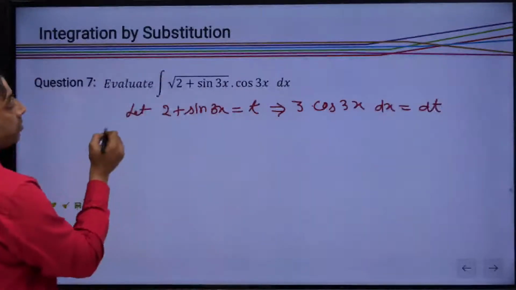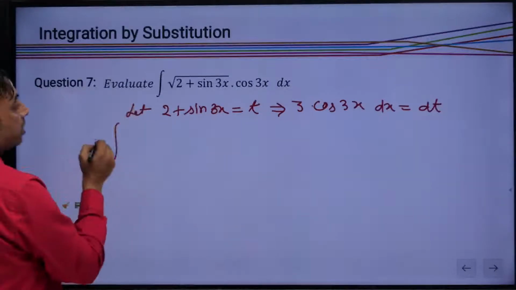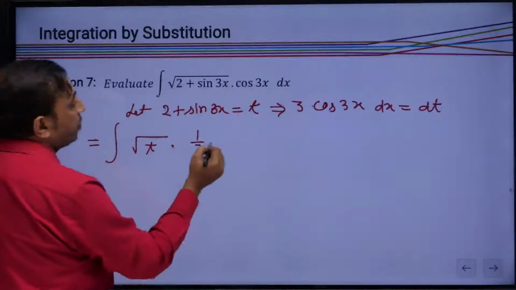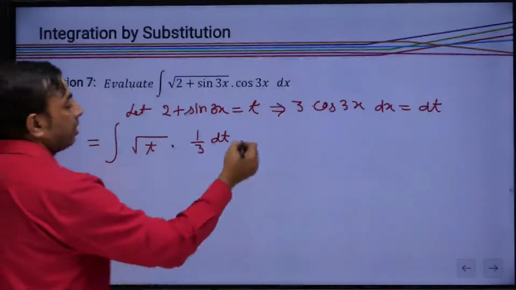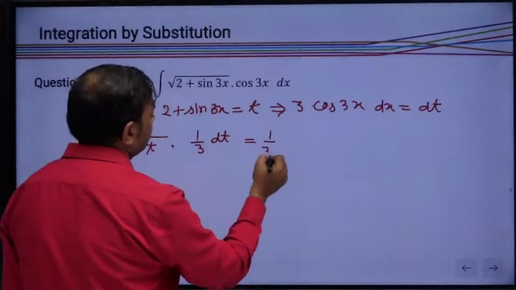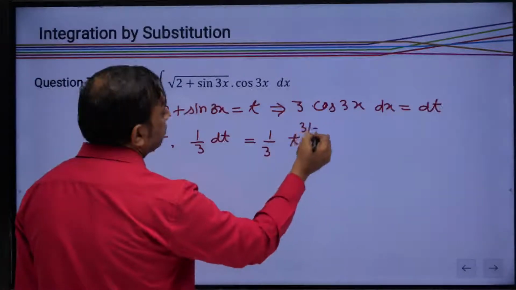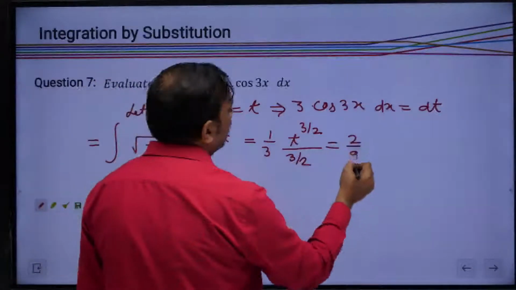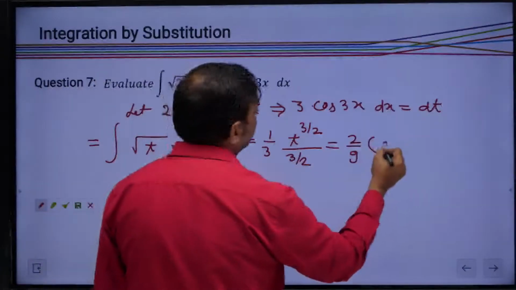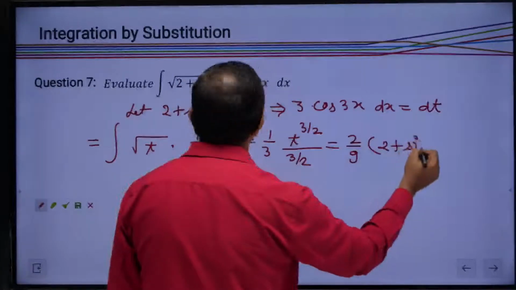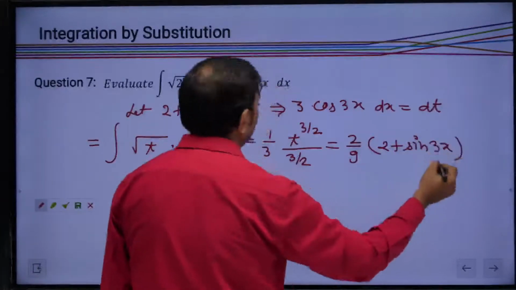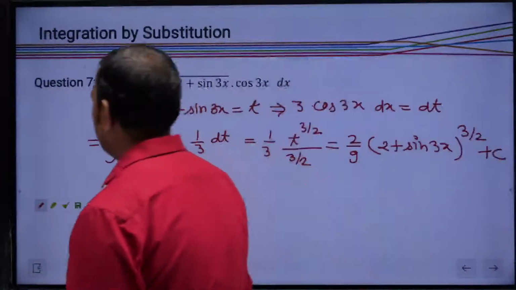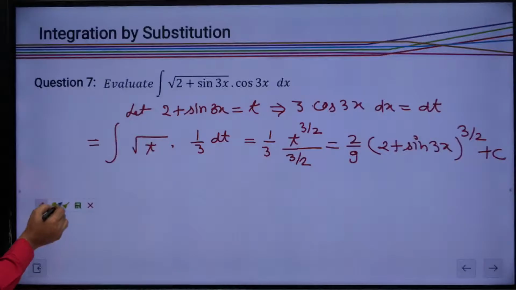So from this substitution we can convert the integration into square root of t into 1 upon 3 dt. Okay, and this is simple, 1 upon 3 is out, t to the power 3 upon 2, divided by 3 upon 2. So this answer is 2 upon 9, and my t is 2 plus sin 3x, to the power 3 by 2 plus c. So this is the substitution, another problem.